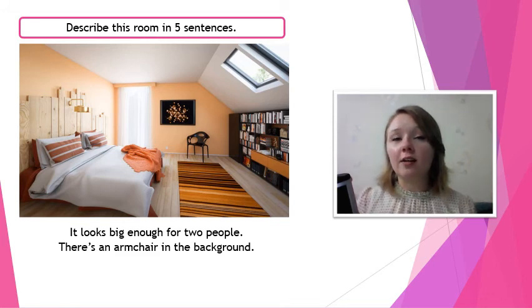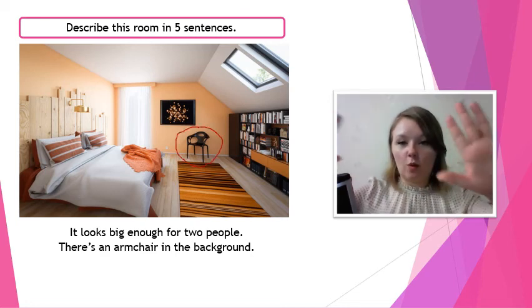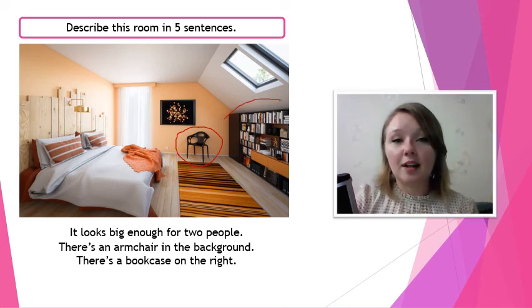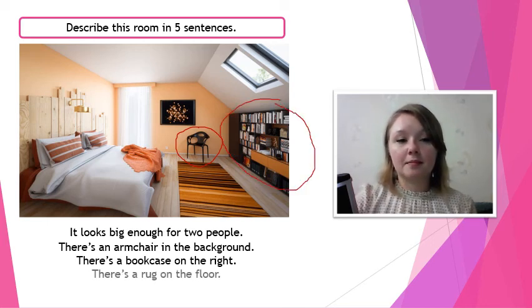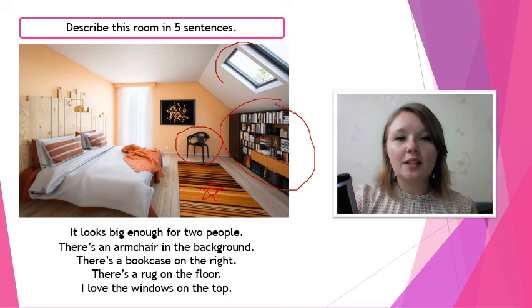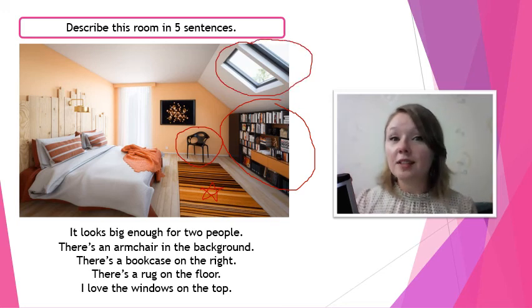There's an armchair in the background. So the background is the back of the photo, something way back there. So here we could say there's an armchair in the background. There's a bookcase on the right. There's a rug on the floor. And I love the windows on the top, right? On the top of the picture, also the top of the room. I love the windows.